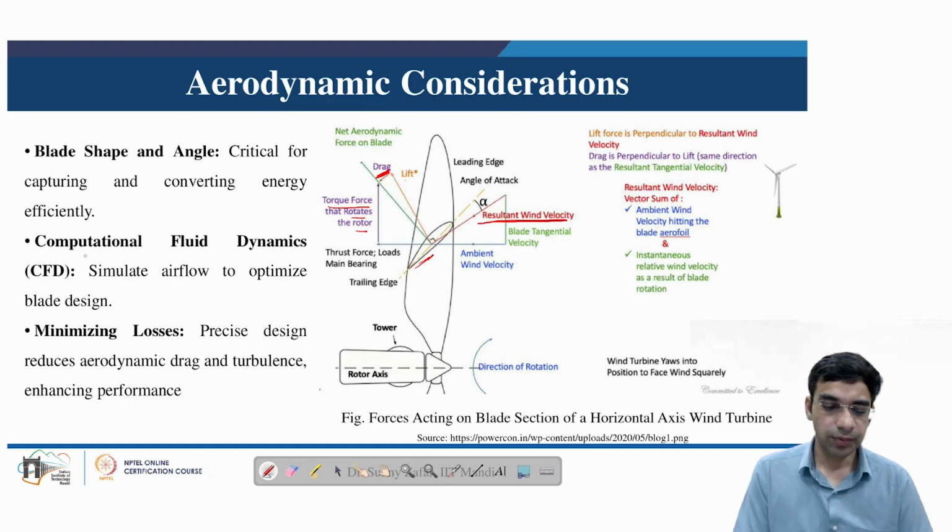Computational fluid dynamics is basically used to simulate the airflow to further optimize the blade design. Blade design is also done to minimize losses, with precise design to reduce aerodynamic drag and turbulence for enhanced performance of the wind turbine blades. Similar aerodynamic considerations can also be brought into gas turbine blades or steam turbine blades, but the essence will be on the blade shape and the angle of attack.